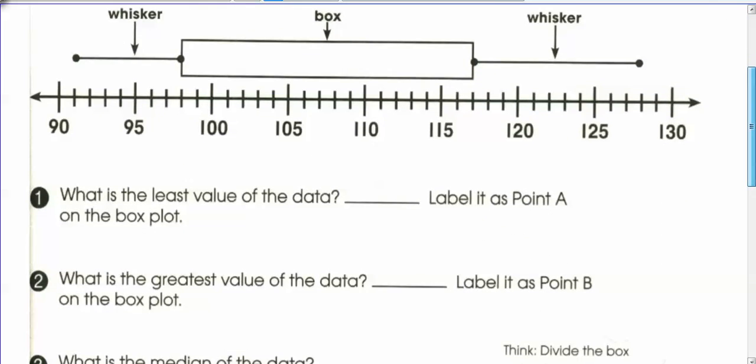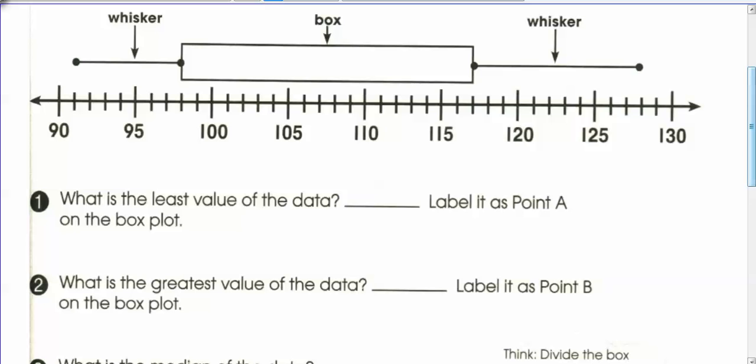All right, it says what is the least value of the data? So you're looking for your lowest number. Our lowest number is 91. Label it as point A on the box plot. So they just want us to make sure we label these. Now, do you normally put A, B, C, D, etc. on there? No. I think that's just their way of making sure you pinpoint it.